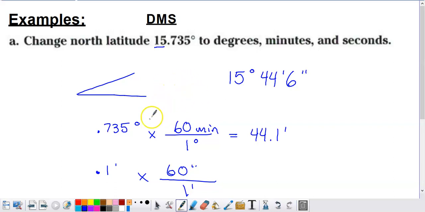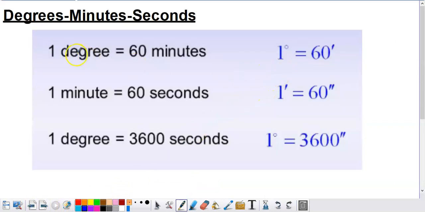So what we're going to do here is basically just some dimensional analysis. If you've done some work in chemistry and physics or just any general unit converting, on that previous screen, we had a conversion factor right here, basically. So there's 1 degree equal to 60 minutes.